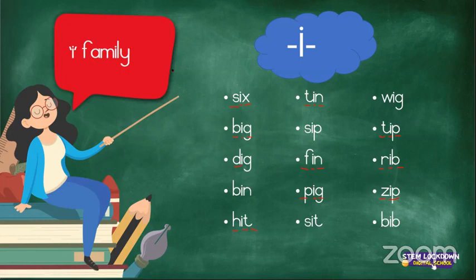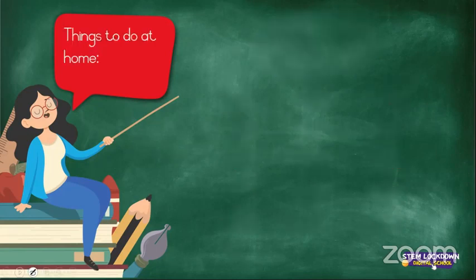Good. And what do you use a bib for, Tansa? What do we use a bib for? For baby. Babies. Yes, well done. Now babies use bibs so that they don't mess on their clothes. Good. Well done, boys and girls. So that is our E family. All right. So let's go and have a look what we are going to do at home today.